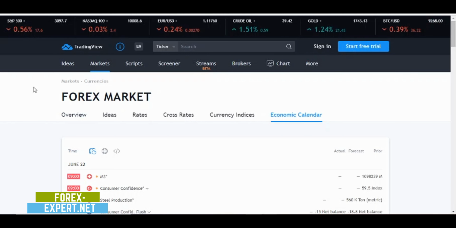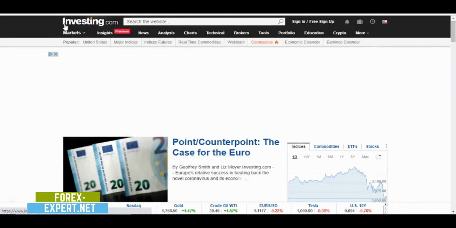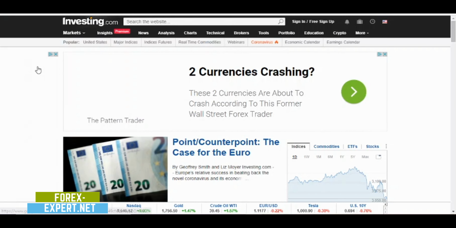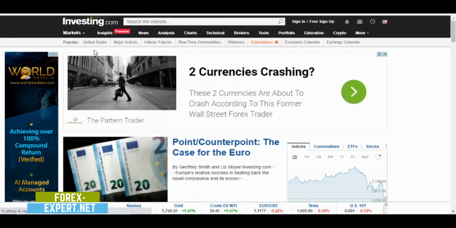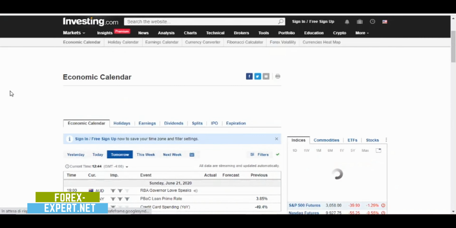Okay. So the next website you can check is investing.com. It's a very powerful source. You will find every news related to any markets. Okay, from the stock market, indices, and commodities, and so on. So once you are here, you go on tools, click on economic calendar.